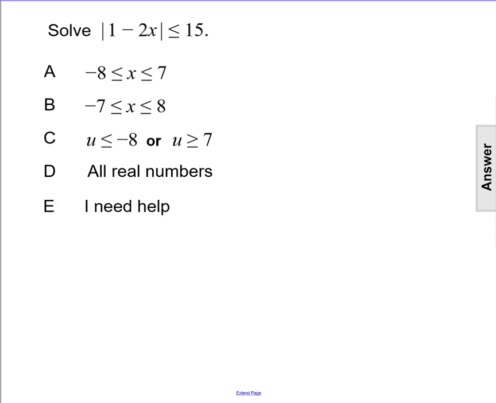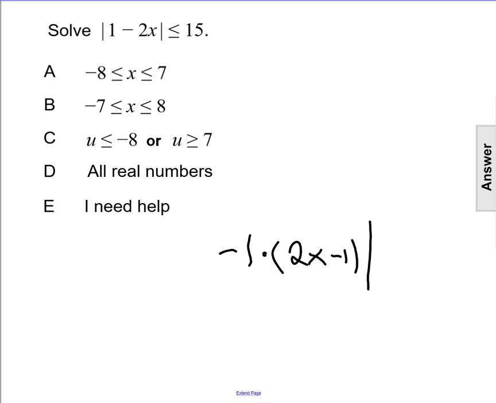To solve this particular inequality where the absolute value of 1 minus 2x is less than or equal to 15. So for starters, I know I'm going to factor out a negative. I just want to review that right here. If I factor out a negative 1 from 1 minus 2x, that becomes negative 1 times 2x minus 1.